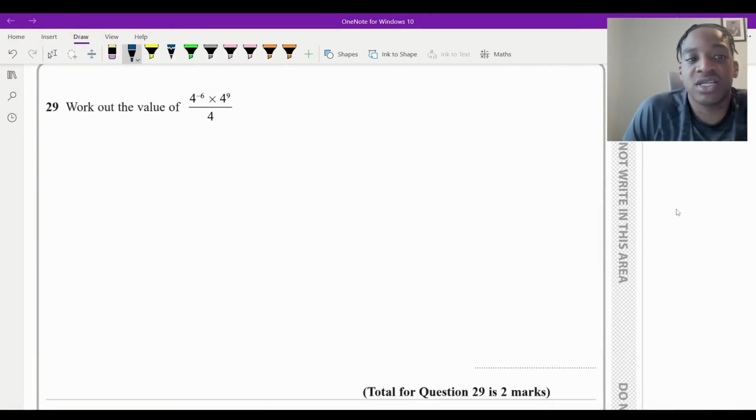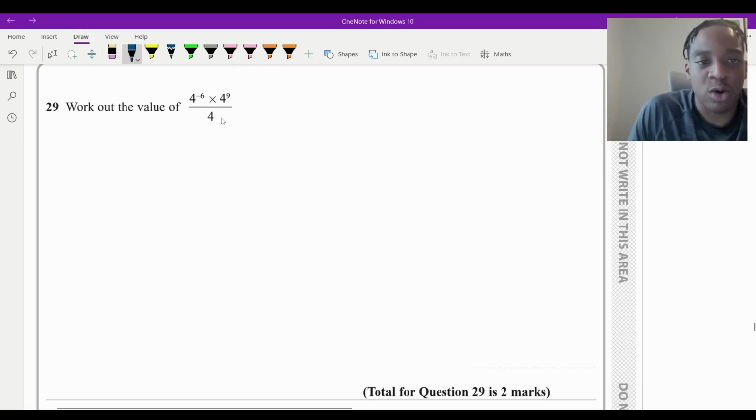Okay, so question 29 says we need to work out the value of 4 to the minus 6 times by 4 to the power of 9, all divided by 4. Okay, so with this one, when we look at it, it's only 2 marks. So we know we're not expected to actually manually work out, for example, 4 to the power of 9 and so on and so forth, right? And it is a non-calculator paper. So this is quite typically an index law question, laws of indices, which you need to know very, very well for your exam.